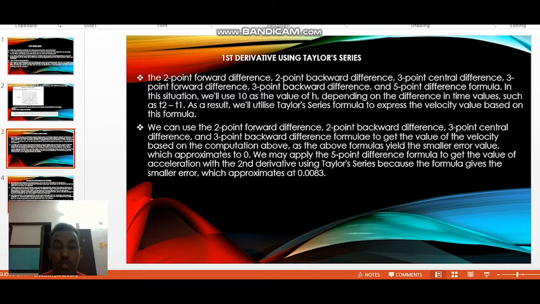In this situation, we will use 10 as the value of h, depending on the difference in time values. So we can use the 2-point forward difference, 2-point backward difference, 3-point central difference, and 3-point backward difference formulas to get the value of the velocity based on the computation above, as these formulas yield a smaller error value approximating 0. We might apply the 3-point difference formula to get the value of acceleration with the second derivative using Taylor series because the formula gives a smaller error which approximates 0.008.